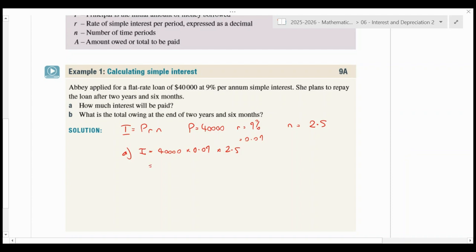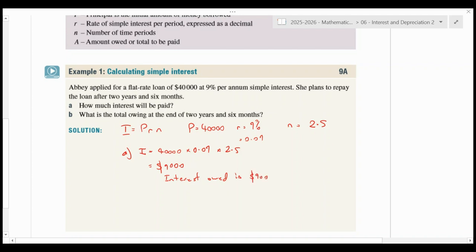So you're putting that into a calculator: 40,000 times 0.09 times 2.5 will give you $9,000. So that's how much she's paying in interest. So the interest owed is $9,000.